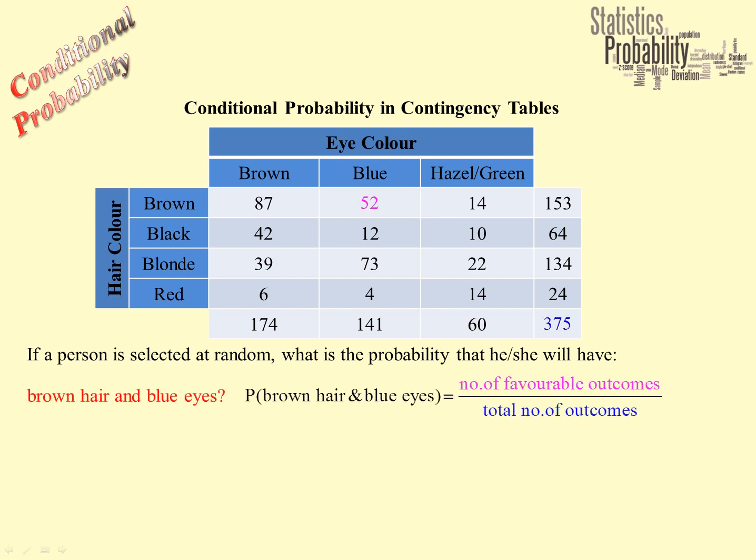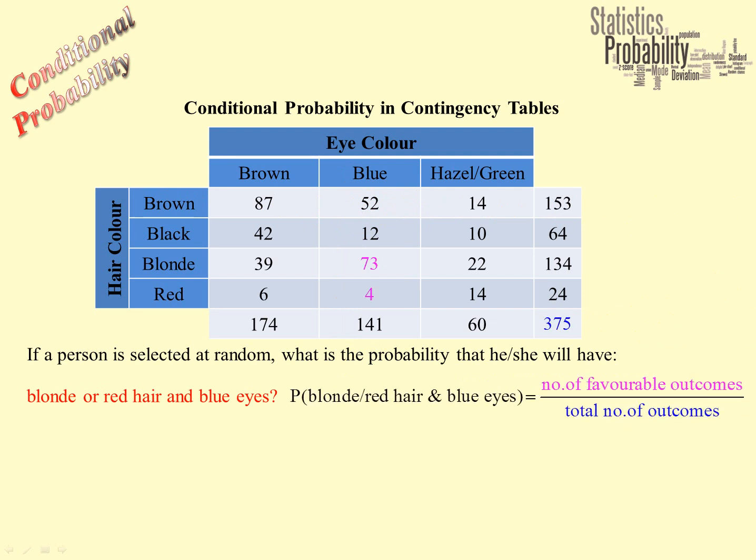Brown hair and blue eyes. So we have to look along here and say, well, there's brown hair, there's blue eyes. So there's the intersection. That's how many people have brown hair and blue eyes there. So number of favorable outcomes, 52, still 375 people we're choosing from.